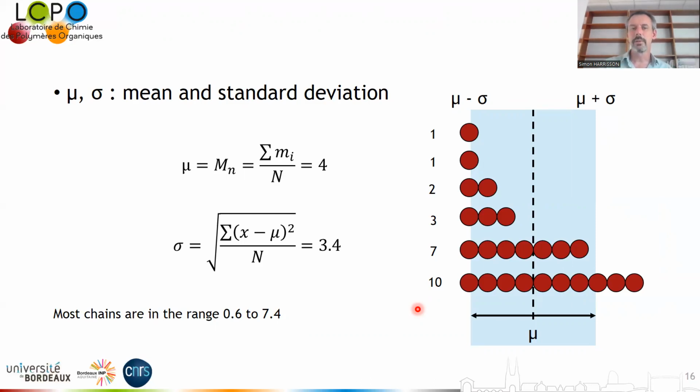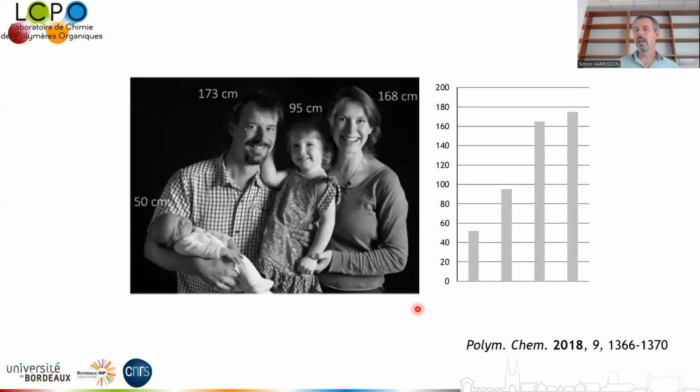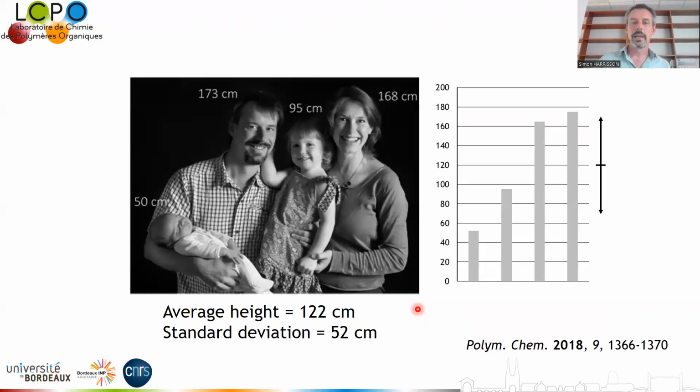And to give you an example of that, I'll show you a sort of sample population. It's a young family consisting of 2 adults, a 4-year-old girl, and a baby. And they have heights which range from 50 centimeters up to about 170 centimeters. The average height is 122 centimeters. The standard deviation, 52 centimeters.